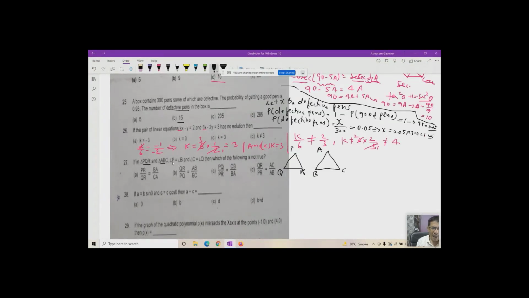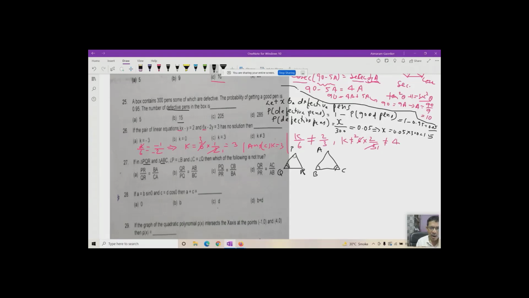So here angle P is given as B. Angle P and angle B are same. Angle C is equal to angle Q. Which of the following is not true?